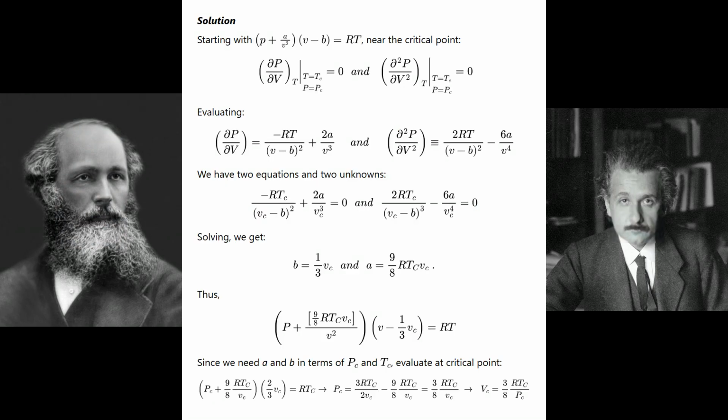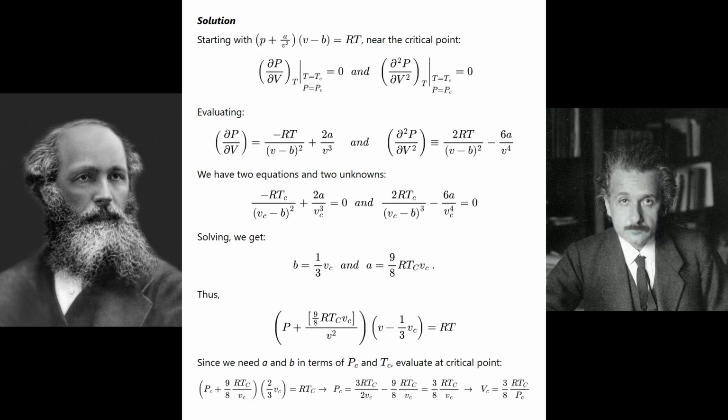Solution. Starting with P plus A over V squared, times V minus B, equals RT, near the critical point. See the next equation. Evaluating. See the next equation. We have 2 equations and 2 unknowns. See the next equation. Solving we get. See the next equation. Thus, see the next equation.